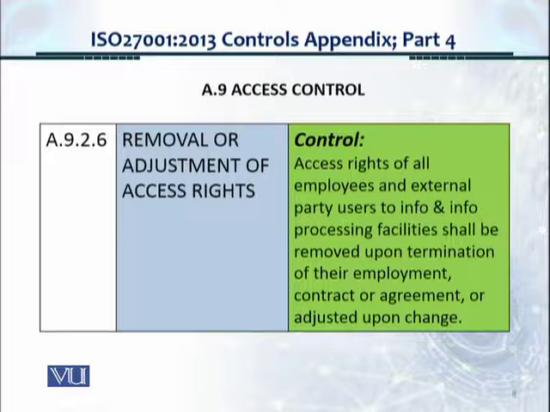Now, removal or adjustment of access rights here says access rights of all employees and external party users to information and information processing facilities shall be removed upon termination of their employment, contract or agreement, or adjusted upon change. So when people actually leave the organization, which could be contractors as well, then you need to adjust or remove the access rights. And this is one of the main reasons for a large amount of the breaches that we have in the industry. A lot of people leave the organization, their IDs and their rights are still configured exactly the same way on the systems, and then somebody could use those IDs in a malicious manner and cause harm to the organization.